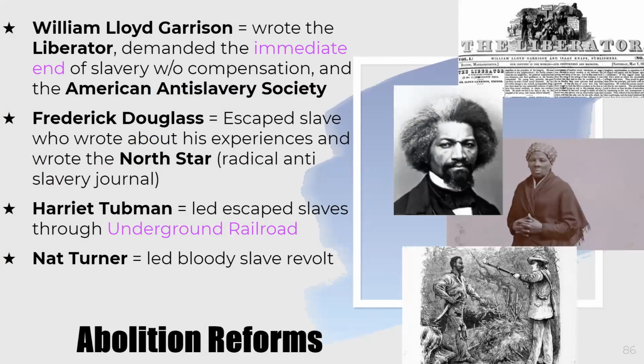We have a lot of abolitionist reforms that'll kind of lead us into the next unit. You have William Lloyd Garrison, who wrote this really famous newspaper called The Liberator, which was very radical in demanding an immediate emancipation of slaves without any kind of compensation to the owners. Because you had less radical people that said maybe we could pay for the slaves, pay for their freedom. William Lloyd Garrison was like, no, they should just be released now. He started the American Anti-Slavery Society, which will be a big abolitionist group in the next unit as well.